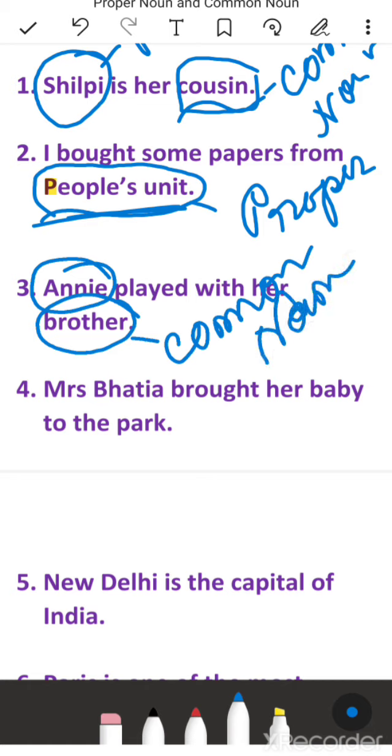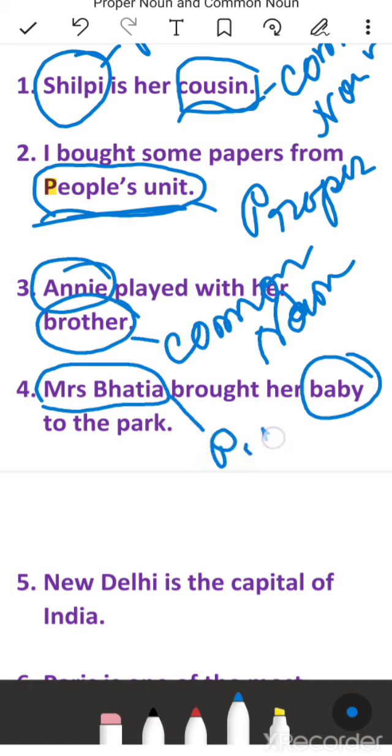Okay. Next example. If you want to test yourself, you can pause the video, first guess the answer, and then see the next. So Mrs. Bhatia brought her baby to the park. The baby can be any baby, right? Chota bachcha, any baby. And Mrs. Bhatia is the name of a particular woman, so it cannot be shared by all, hence we call it a proper noun. We know it very well, right? Things are getting clear, and this is a common noun, we can understand.